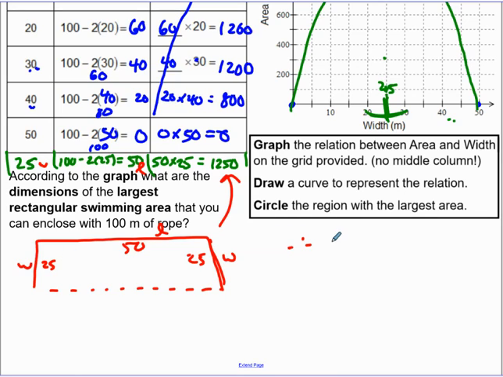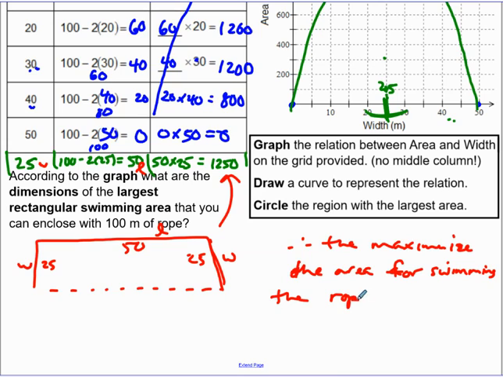So therefore, to maximize the area for swimming, the rope dimensions should be 25 meters by 50 meters.